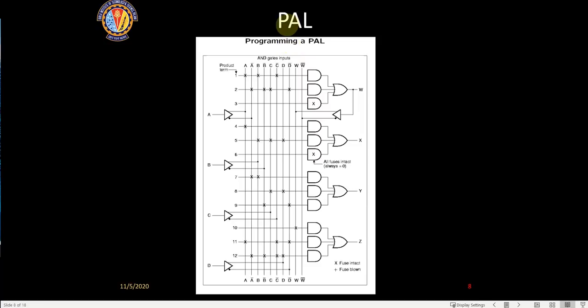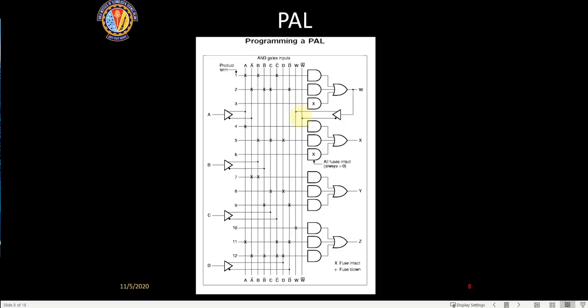Some of the PAL ICs have a feedback from the first output also. If you see, this is one of those practical PALs which are available in the market. This W and W bar is available as these two AND lines out here. Could you see the difference? If you see this line, this additional thing is available here, these two lines.